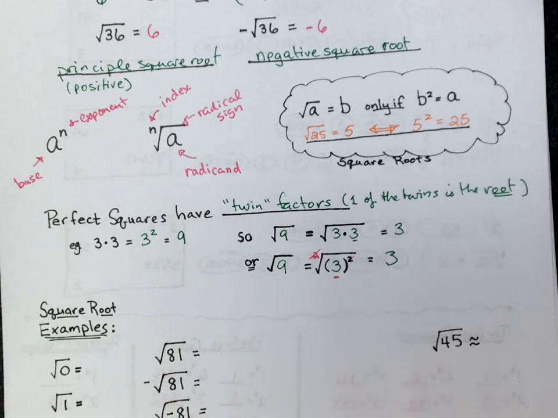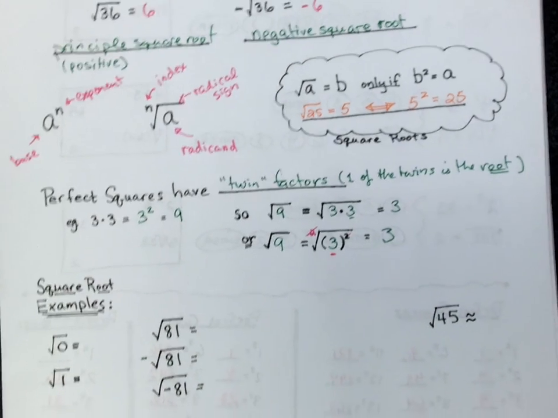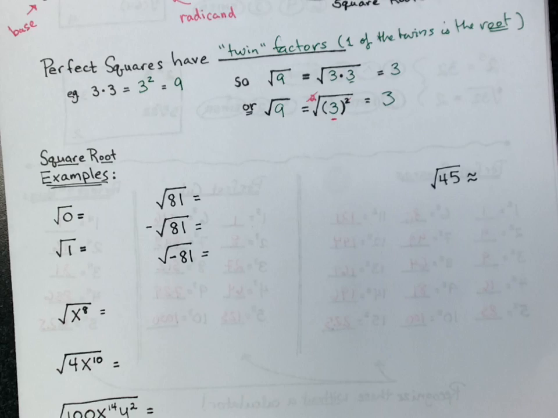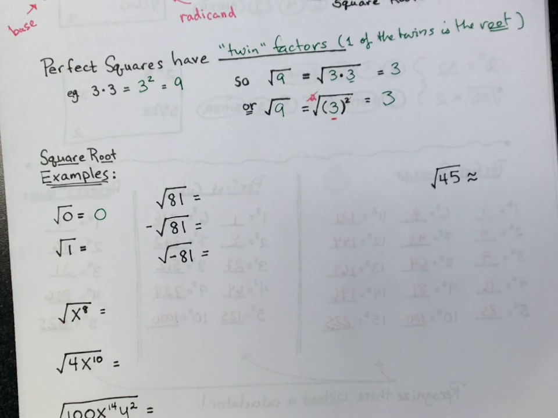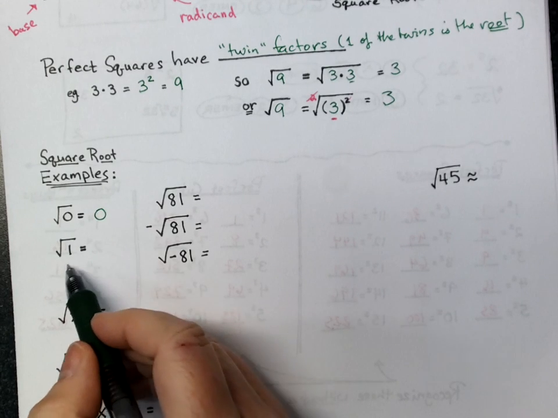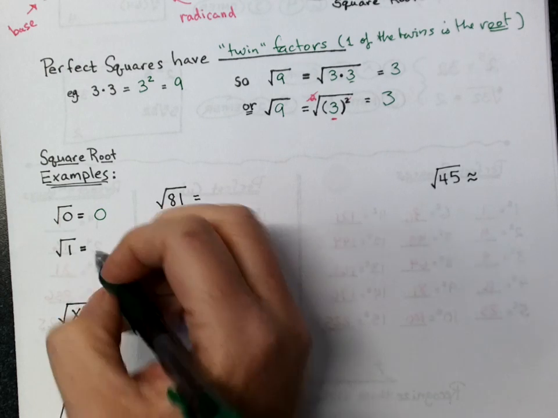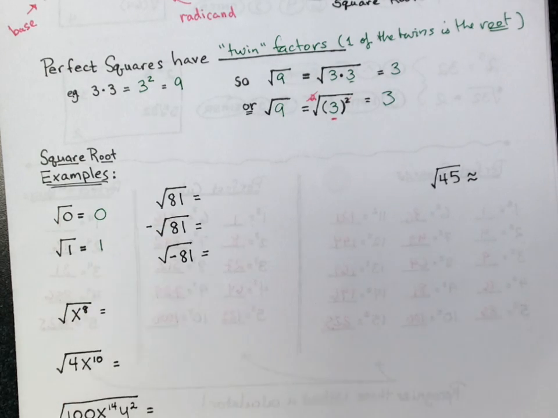Okay, so let's look at some general square root examples and principles. Square root of 0. Square root of 0 times itself however many times, still 0. 0 times 0, it's got twins. What about square root of 1? Same thing. 1 is a perfect square root, a perfect cube root, a perfect fourth root, everything. Because 1 times 1 times 1, no matter how many times, its root is 1. It has twin factors, triplet factors, quadruplet factors, quintuplet factors, etc.